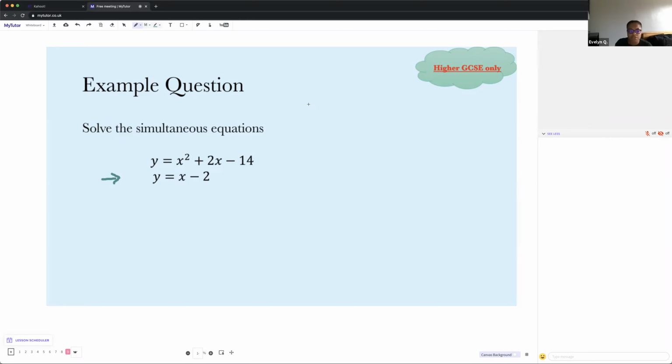So if I write it out for everyone to see, the first equation is y equals x squared plus 2x minus 14. Now, I also know that y equals x minus 2. So I'm going to take my x minus 2 and substitute that for my y in the first equation. So it's going to be x minus 2 equals x squared plus 2x minus 14, because y equals x minus 2, yeah? And now I'm going to set my equation equal to 0 and then solve my quadratic equation.